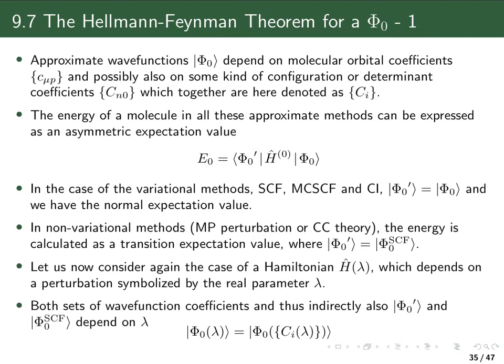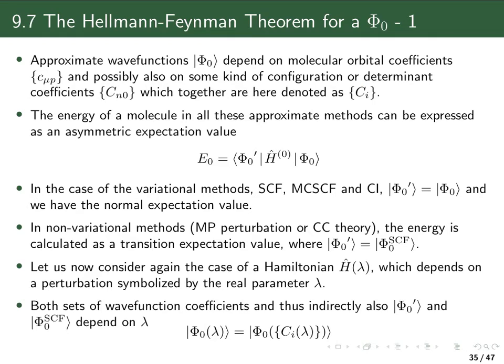Approximate wave functions, as we have introduced them so far in this chapter 9, all depend on molecular orbital coefficients and possibly also on some kind of configuration or determinant coefficients. Depending on the method, these determinant or configuration coefficients have different names. They are sometimes called correlation coefficients or amplitudes. Right now, I want to combine both the molecular orbital coefficients and these determinant coefficients. I want to denote them by this symbol Ci.